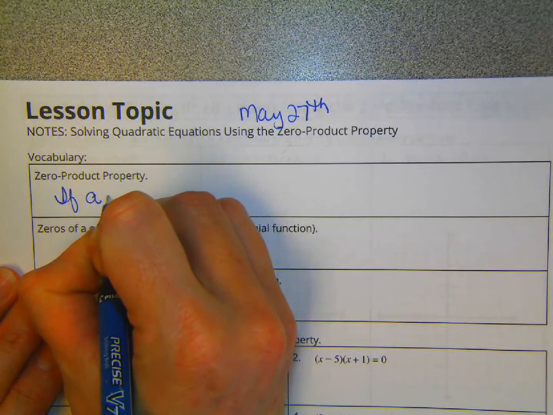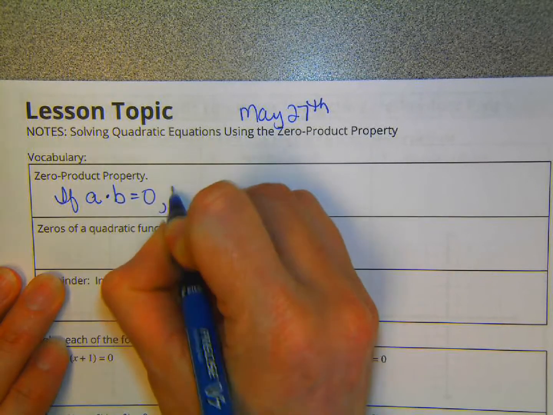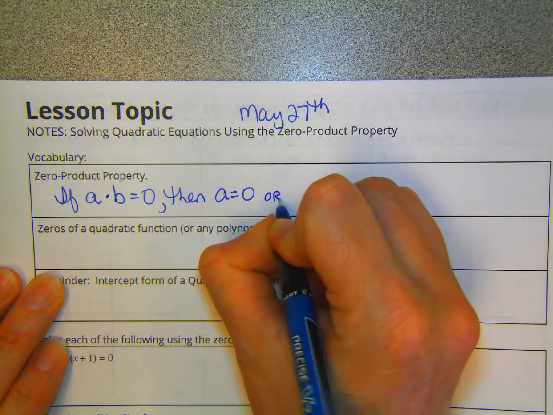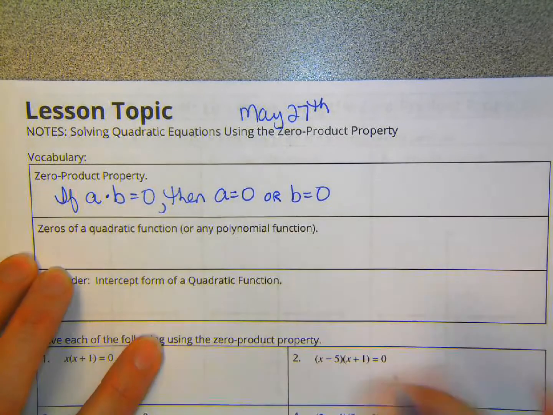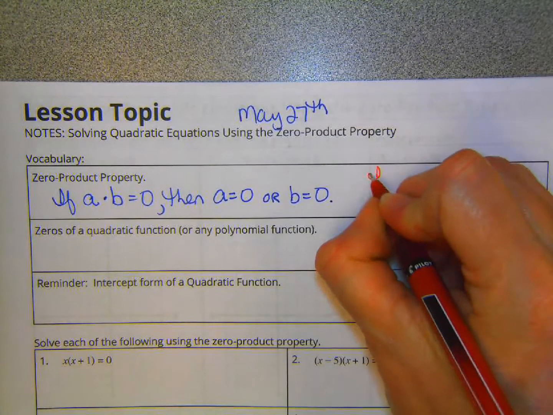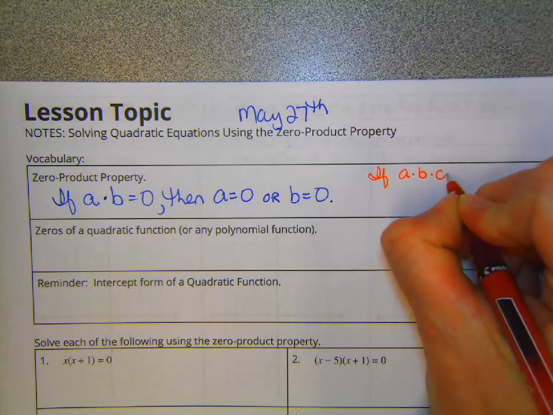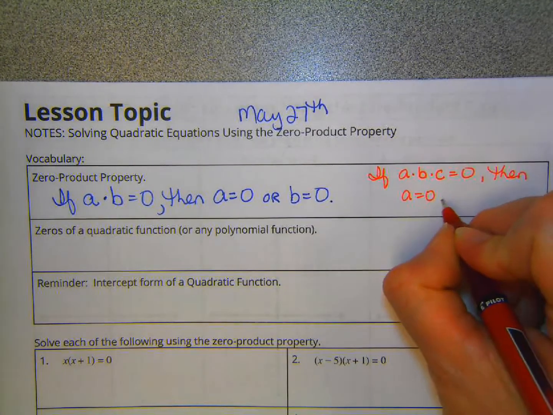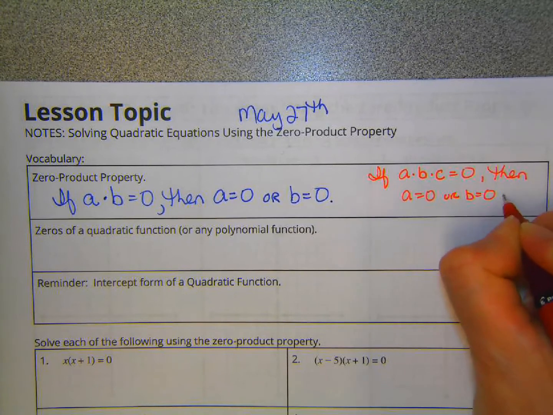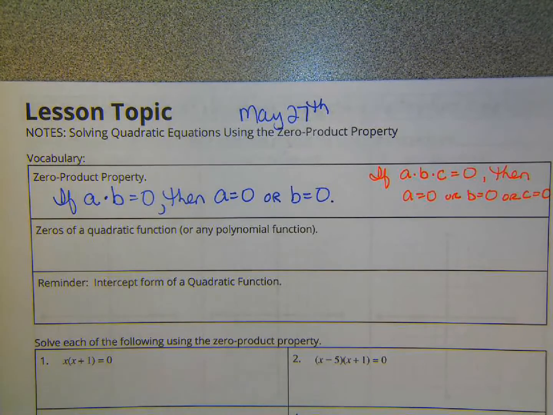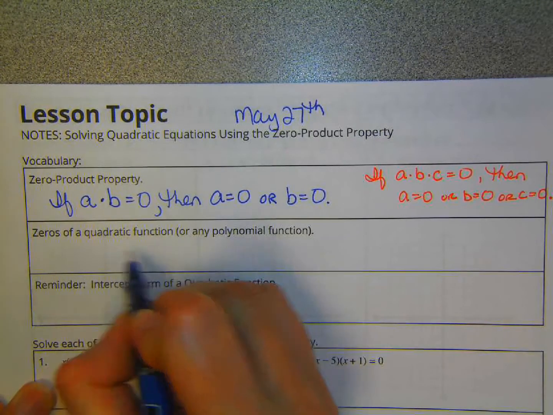If A times B equals 0, then one of two things has to occur: either A equals 0 or B equals 0. And because I am generous, I'm going to give you a little extra. This also holds. If A times B times C equals 0, then either A equals 0 or B equals 0 or C equals 0. And if it was A times B times C times D, same thing occurs. We already defined this, so I'm not going to do this again.